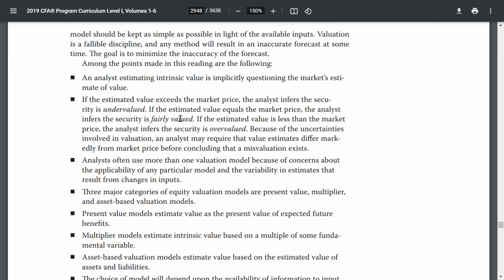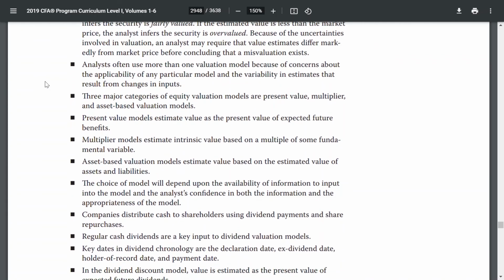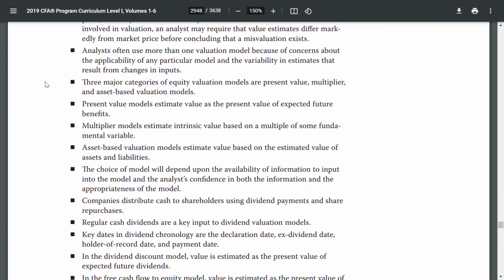If the estimated value exceeds the market price, the analyst infers the security is undervalued. If the estimated value equals the market price, the analyst infers the security is fairly valued. If the estimated value is less than the market price, the analyst infers the security is overvalued. Because of uncertainties involved in valuation, the analyst may require that the value estimate differ markedly from market price before concluding that a misvaluation exists. Analysts often use more than one valuation model because of concerns about the applicability of any particular model.